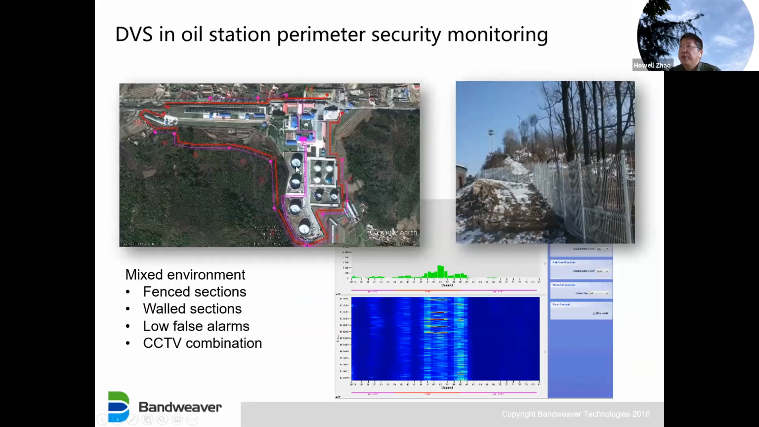So this is for security. This is an oil tank area to store oil or gas. We put optic fiber along the fence, so we can detect the signal along the fence at certain distances and monitor the activities. If someone climbs, we can detect it and trigger an alarm.